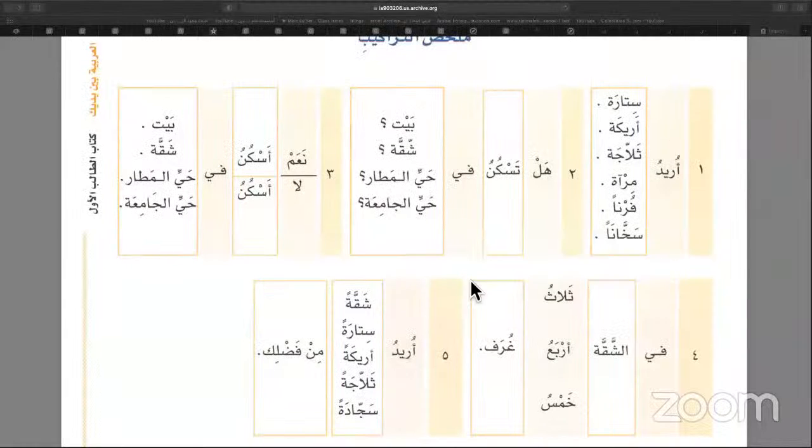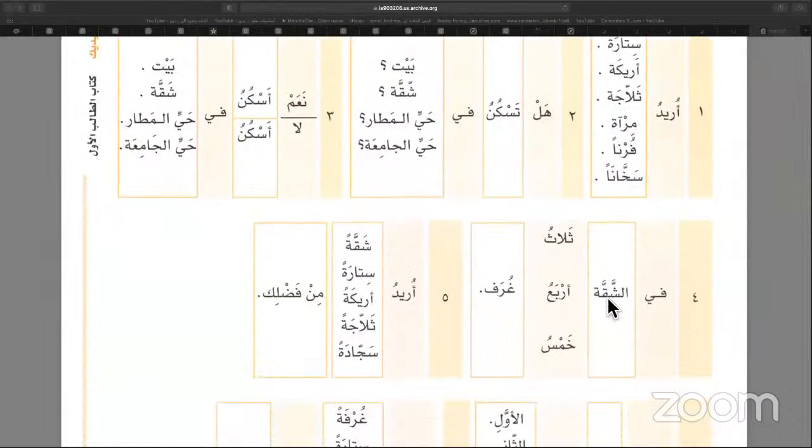أسكن في حي الجامعة. Yes, I live in the district of the university. Great. Okay, super. Let's do the la part first, and then we'll go to the next one. La.